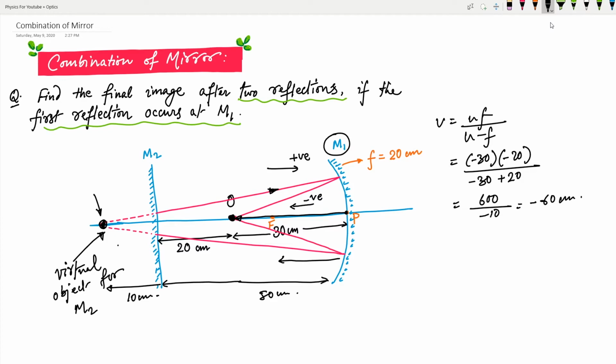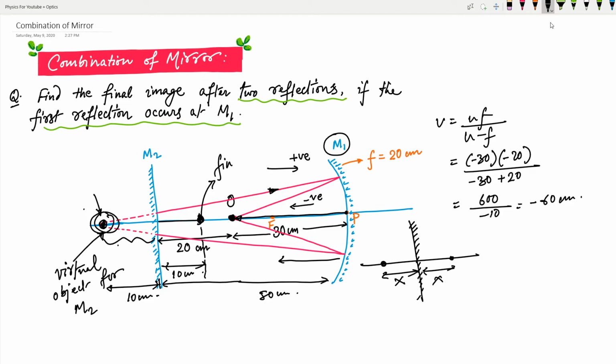If this is 10 centimeter behind, then according to the concept of the plane mirror, if we keep any object, suppose x centimeter in front of the mirror, then we get the image x centimeter behind the mirror. So it's simple. If the virtual object is 10 centimeter behind the mirror, then we will get the image of this virtual object 10 centimeter in front of the mirror. So this should be 10 centimeter. Okay, so this is the final image.